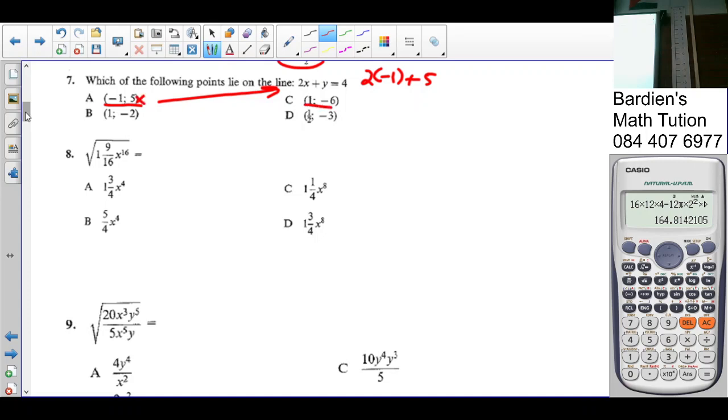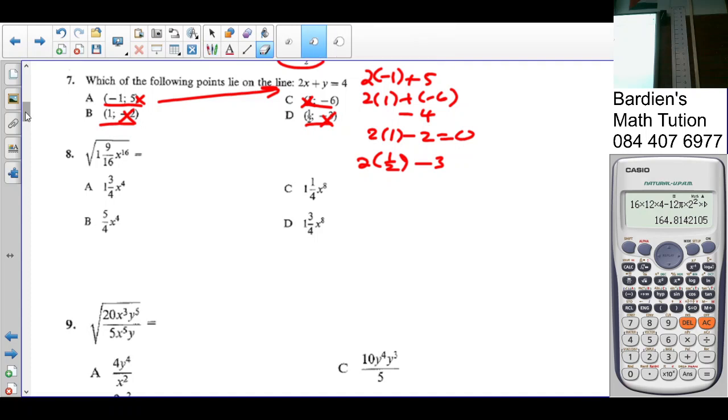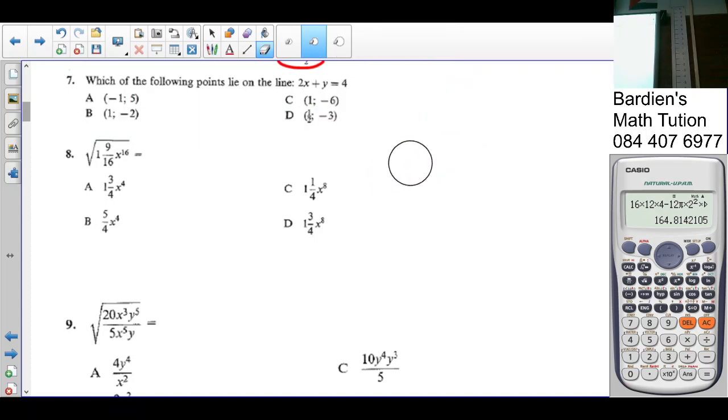The next one is going to be 2 times 1 plus negative 6. It's going to give you negative 4. Not that one. Let's look at B. It's going to be 2 times 1 minus 2, which is 0. Not that one. And then the last one is 2 times a half, minus 3. Not that one either. Okay, I made a mistake then, definitely. Where's my mistake? Let's check again.